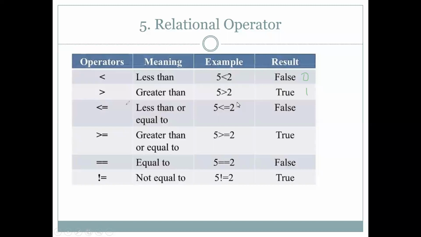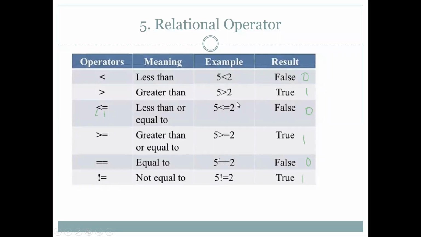Less than or equal to: here it will check either for less than, otherwise for equal to. So 5 is less than 2? No, 5 is not less than 2, so it will return false, meaning 0. Next, greater than or equal to. 5 is greater than 2, true, it returns 1. 5 equal to 2? False, meaning 0. And not equal to: 5 is not equal to 2? Yes, true.